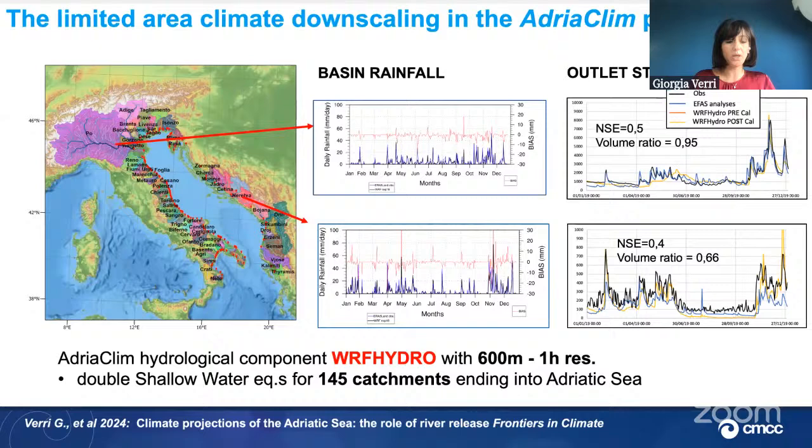And as I put here in the panels, we calibrate and validate the basin cumulated rainfall and the river flow at the river mouth. And we were able to reach quite a good performance by comparing with observation, by comparing with the past analysis, which was our benchmark. And this at the end can make the hydrology climate projection a trustable product.